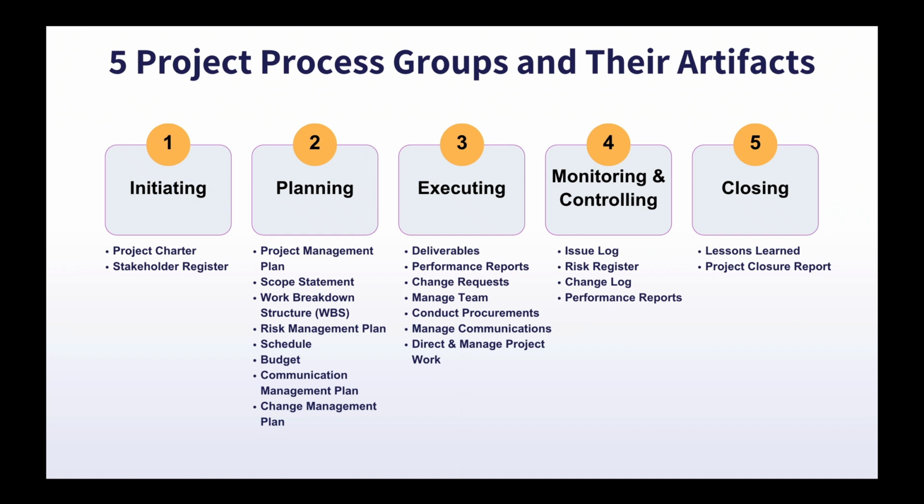Let's start with the 5 project process groups and their artifacts. Project process groups are a series of phases that guide project management from initiation to closure. They are defined by the Project Management Institute, or in short, PMI, and are part of the project management body of knowledge. There are 5 main process groups, and for each process group, as you can see, there are a couple of artifacts. Basically, you use different inputs, using different tools, and create these outputs.